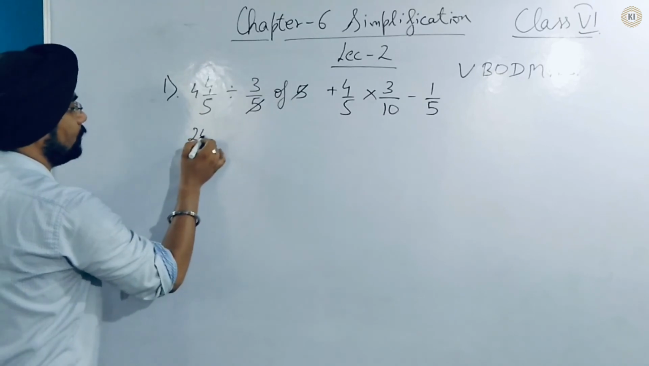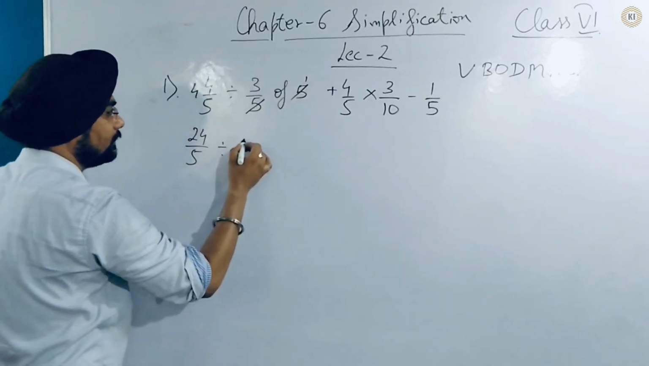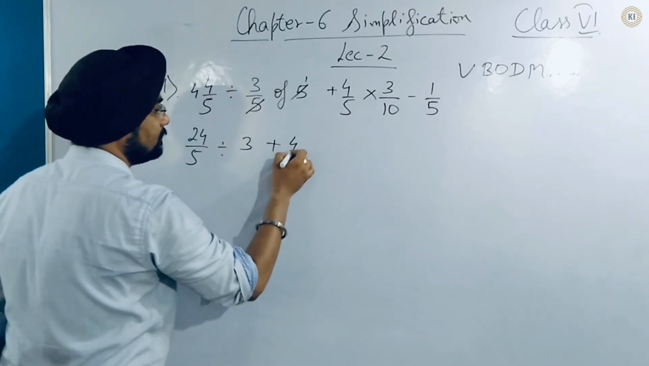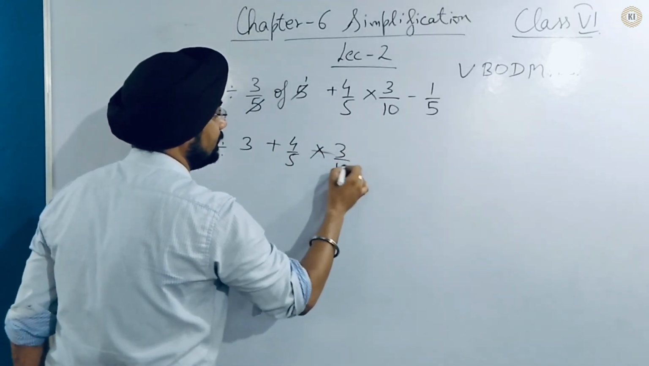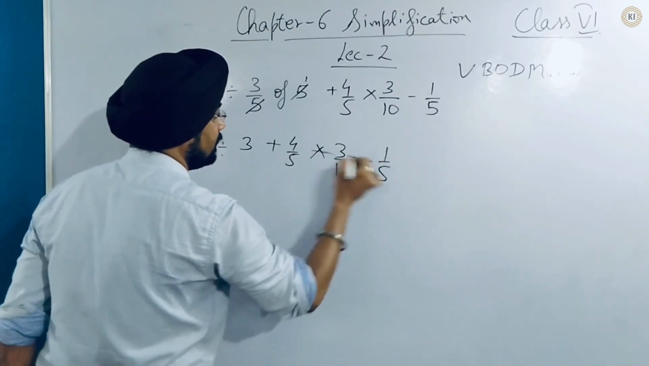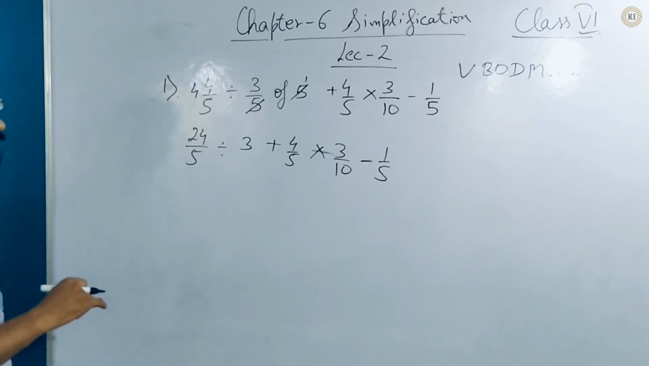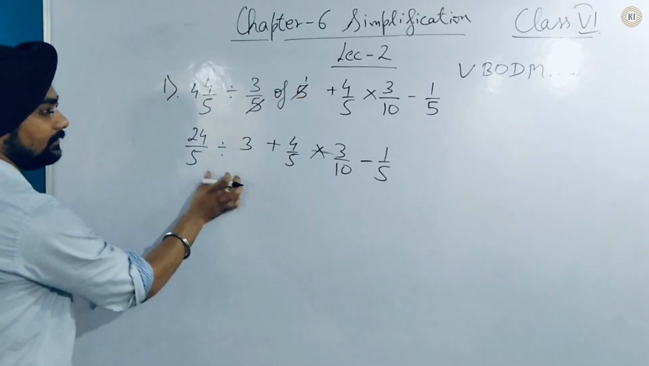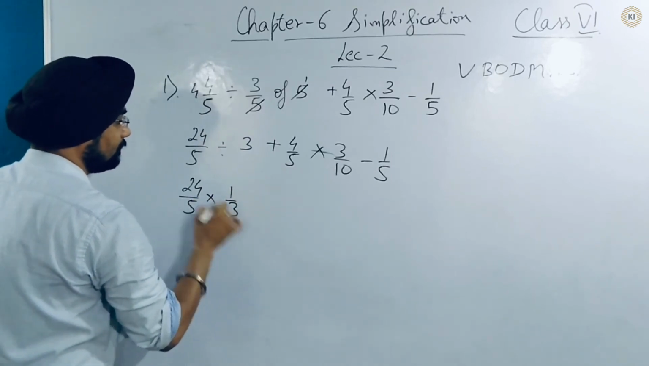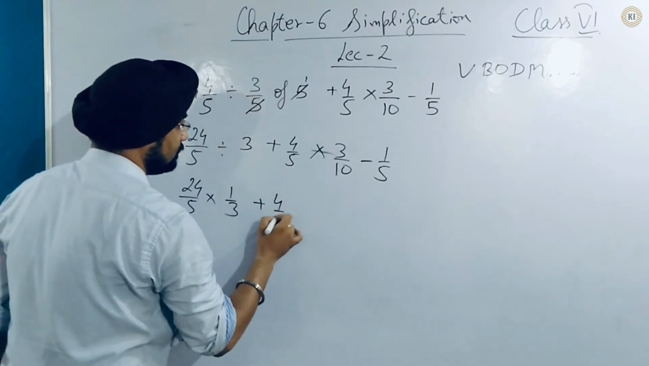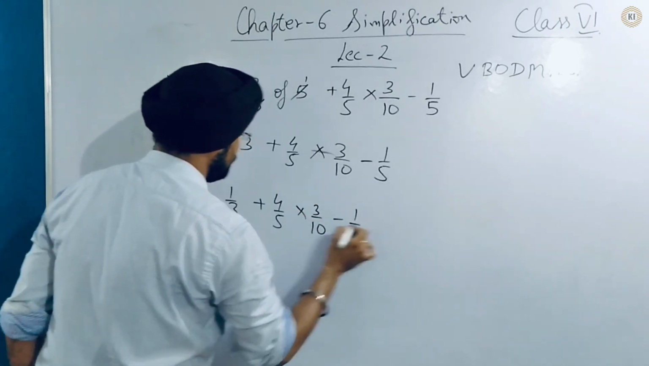It will come 24 by 5 divide 3 into 1, that is 3, plus 4 by 5 multiply 3 by 10 minus 1 by 5. We are not going to disturb any other value. Now we will come to the divide. We will solve this part. 24 by 5 multiply 1 by 3 plus 4 by 5 into 3 by 10 minus 1 by 5.